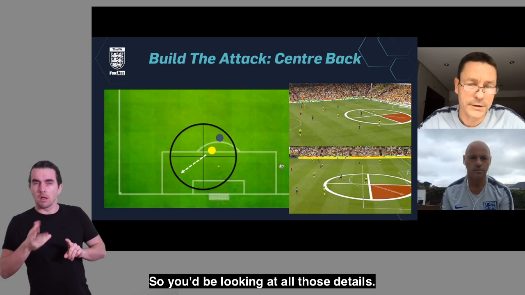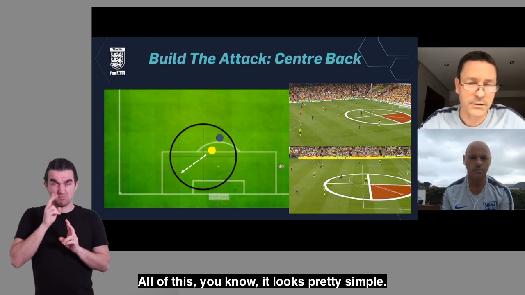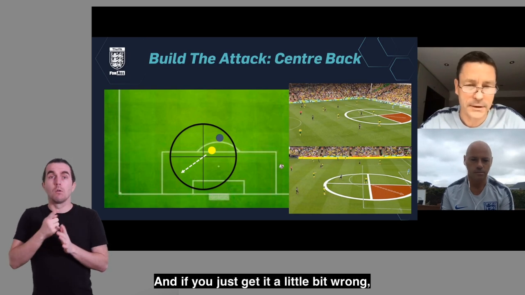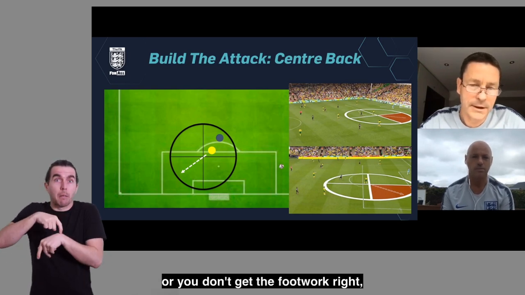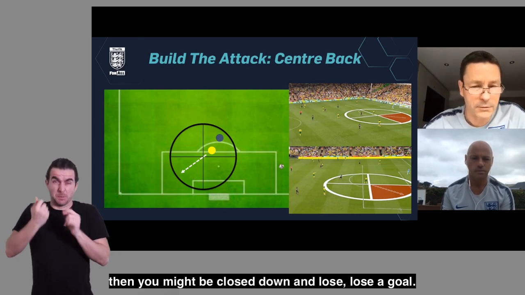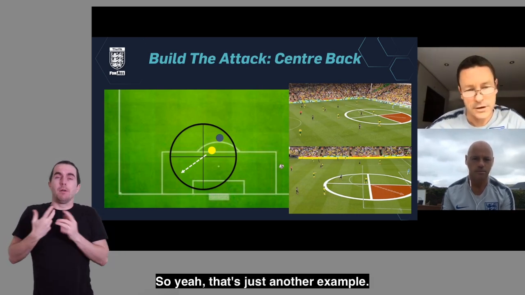So you'd be looking at all those details. All of this looks pretty simple, but again, it's absolutely vital. And if you just get it a little bit wrong, you don't get the timing or the footwork right, then you might be closed down and lose a goal. So yeah, that's just another example.